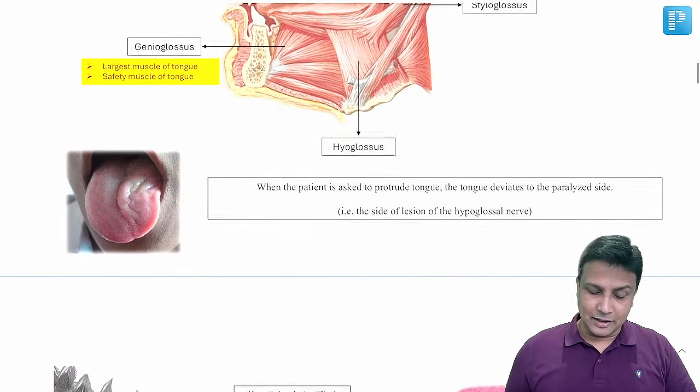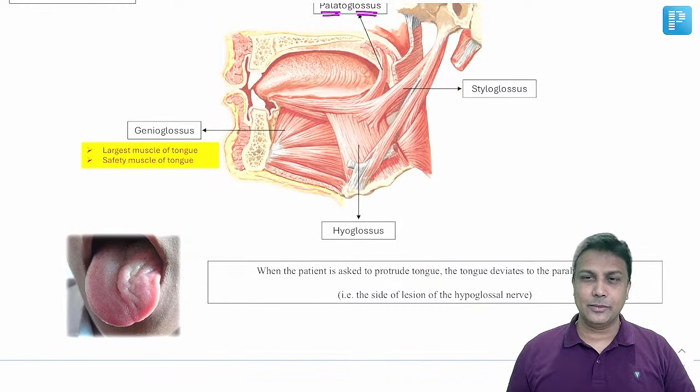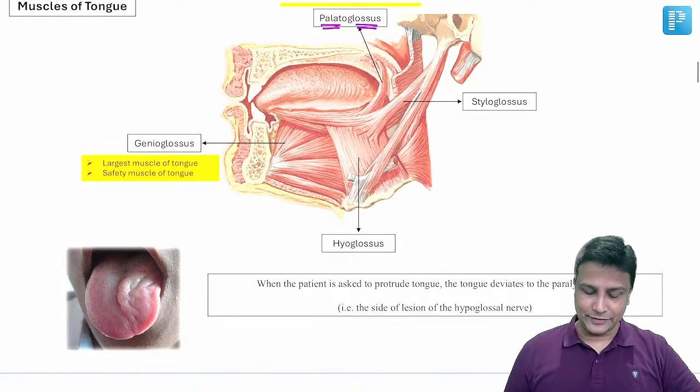Now one important clinical application here. We know all the muscles of the tongue will be supplied by which nerve? That is your 12th nerve, the hypoglossal nerve. And the hypoglossal nerve supplies all except which one here? Palatoglossus. We know that very well. Fine.